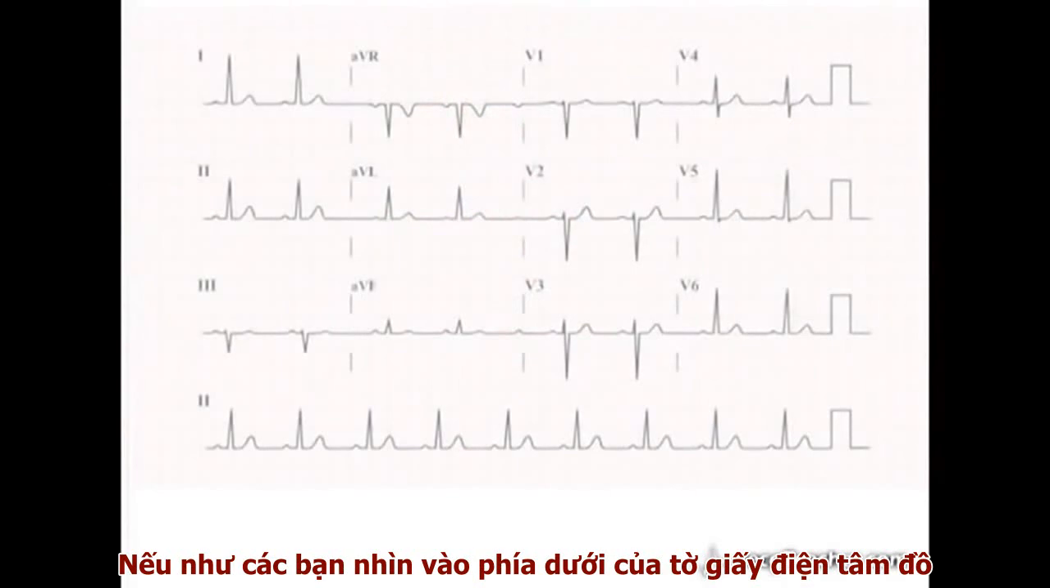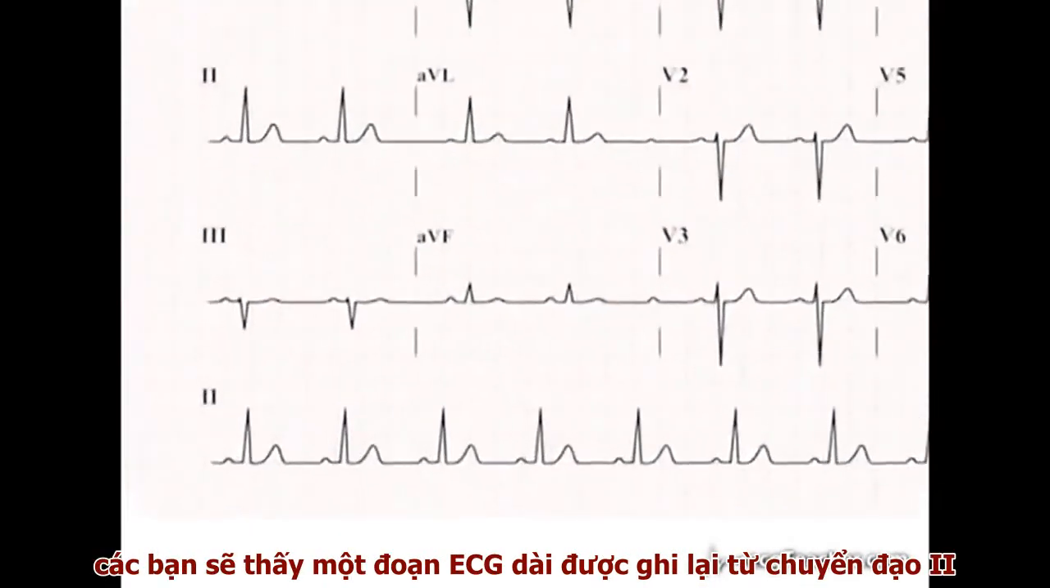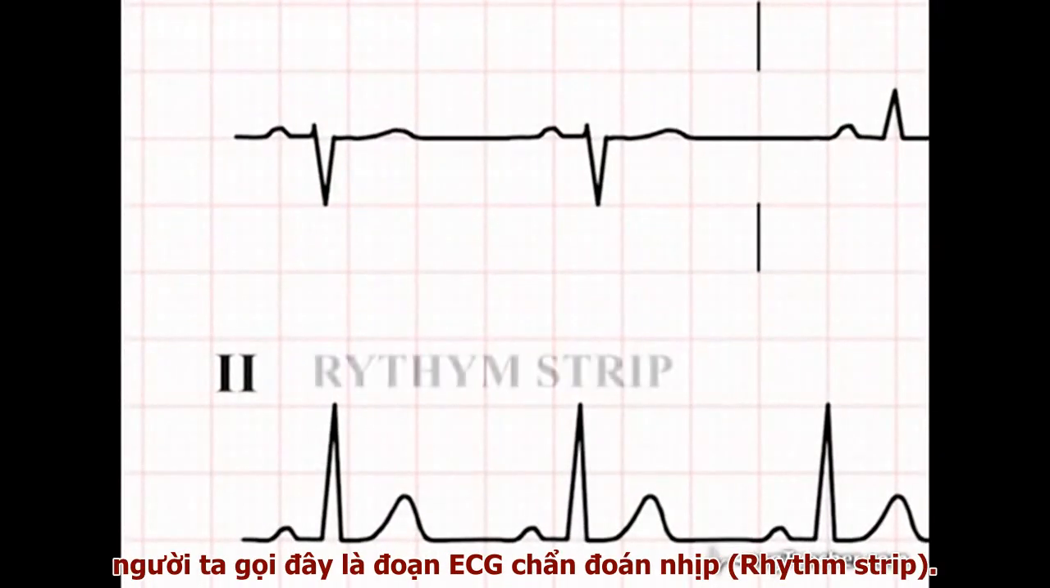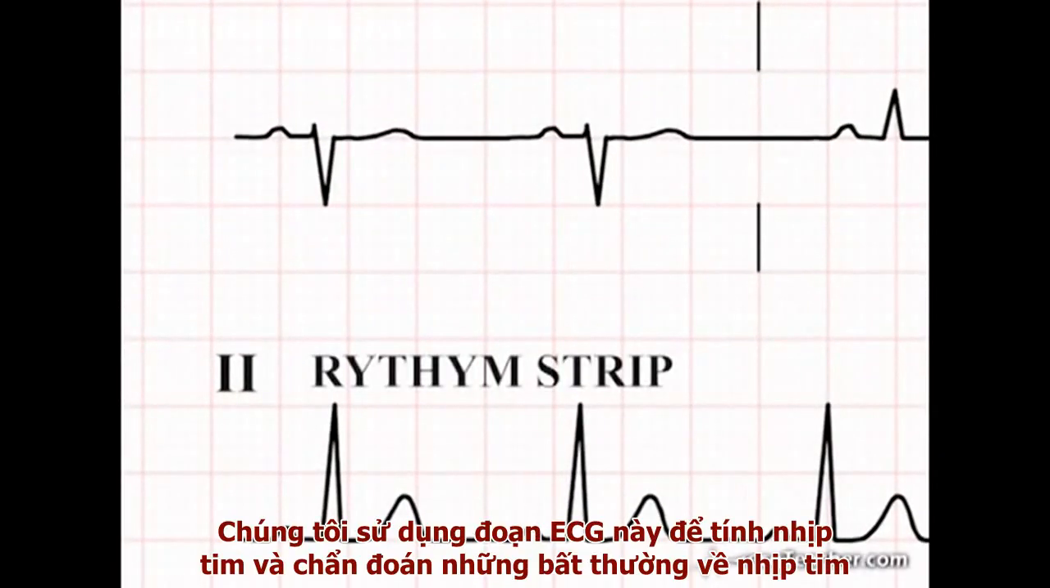If you look at the bottom of the ECG readout, you will see a long run of recording from lead 2. This is called the rhythm strip. We use the rhythm strip to calculate the heart rate and to diagnose abnormal cardiac rhythms.